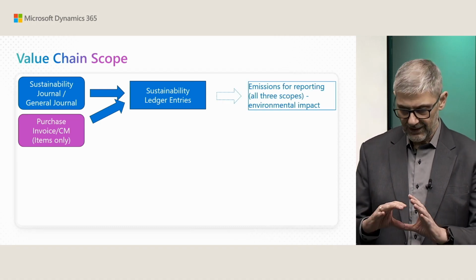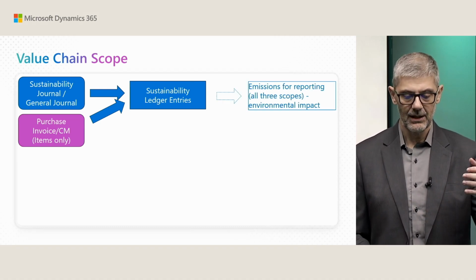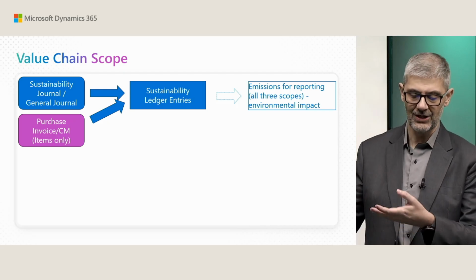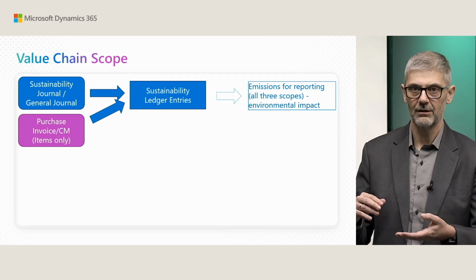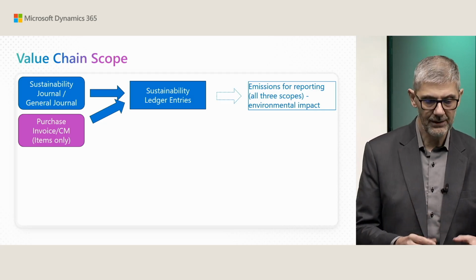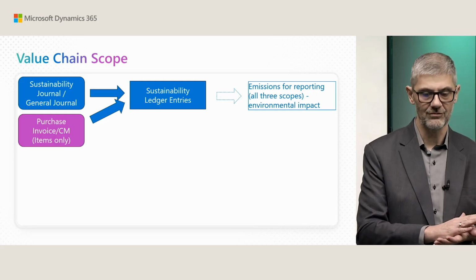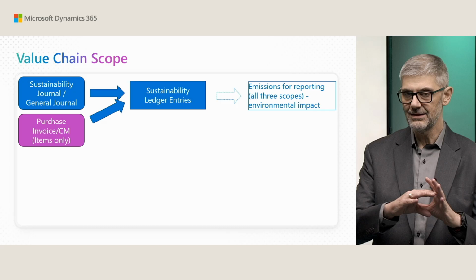First, before we started with value chain, we had only sustainability ledger entries for final environmental impact reporting to authorities. And we could report all entries coming from the sustainability journal and, from this wave, from the general journal and purchase invoices. This is what we had.